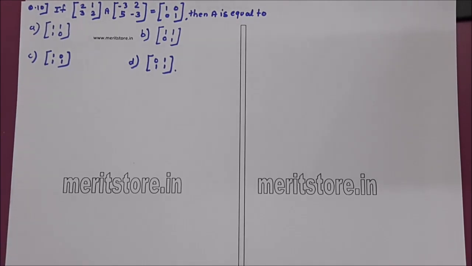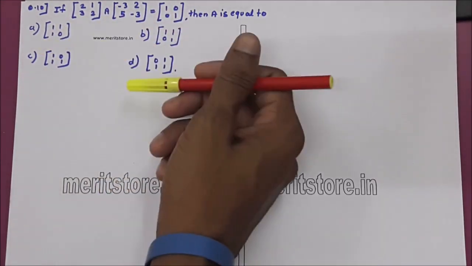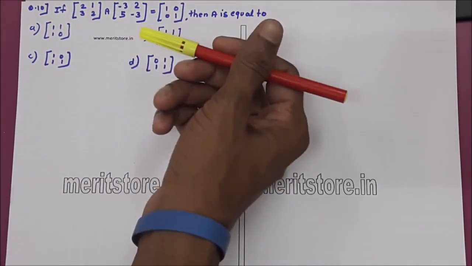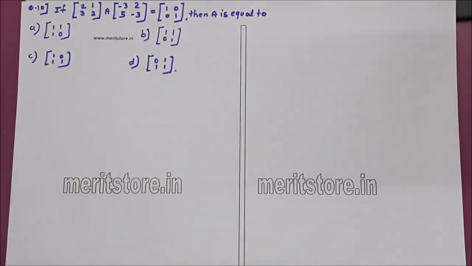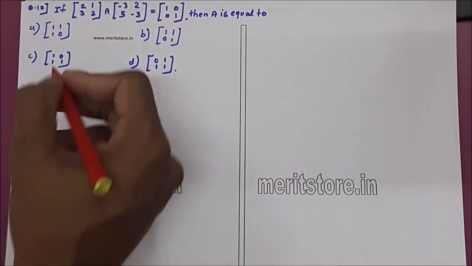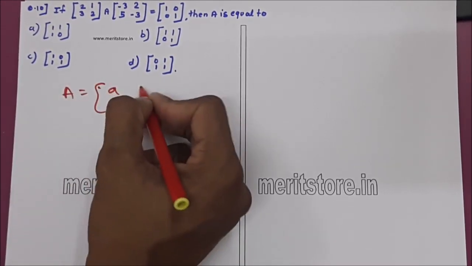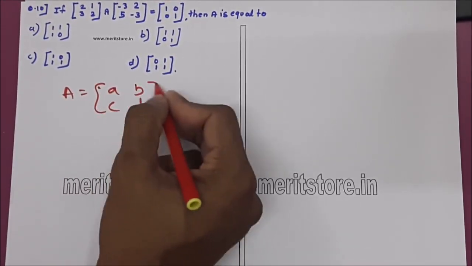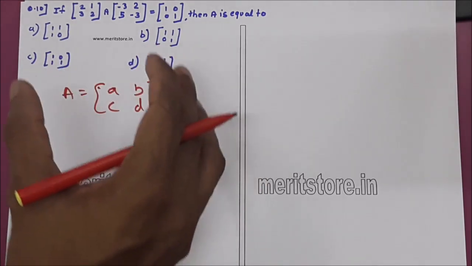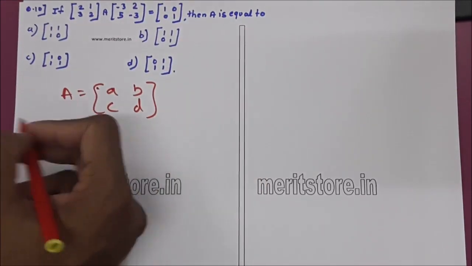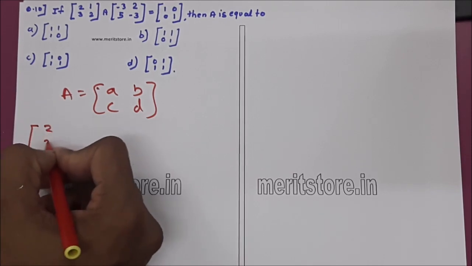Question 10. If the matrix [2, 1; 3, 2] into A, minus [3, 2; 5, -3], equal to the unit matrix, then A is equal to, we have 4 options A, B and C, D. We just need to find the value of A. So we're going to use the verification method. For that we assume that A, B, C, D are the matrices for it. So we substitute the value of A in the equation of the matrices, that we get as [2, 3; 1, 2].